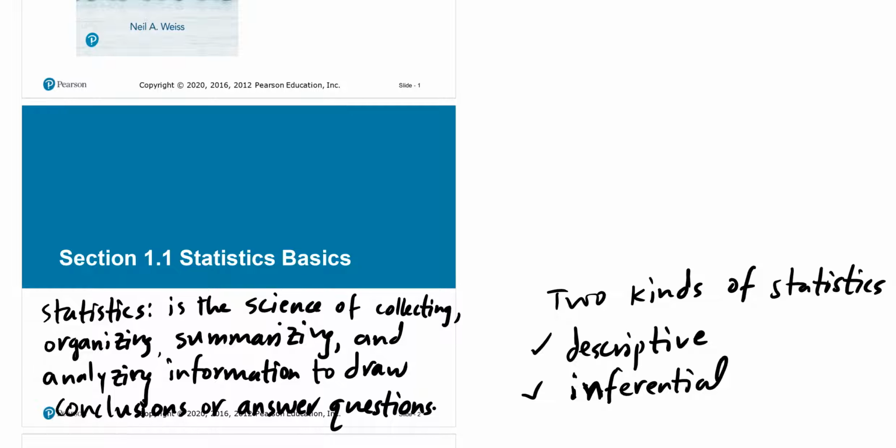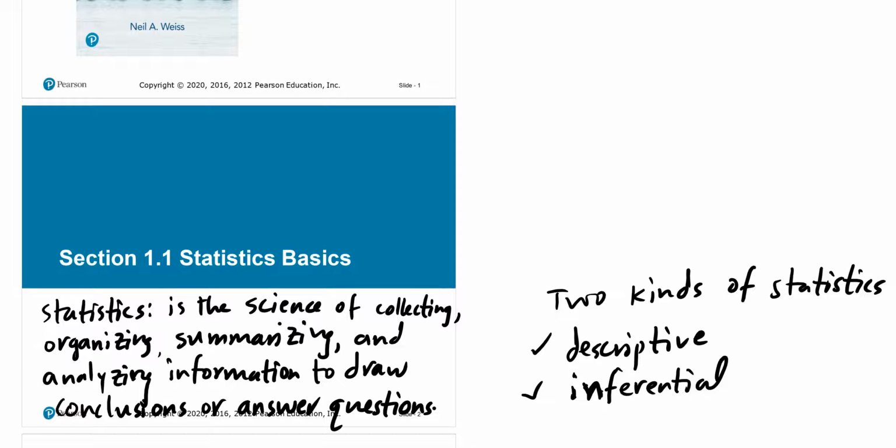Now, in statistics, there are two kinds of statistics we're going to be dealing with, one called descriptive and one called inferential. So what is descriptive statistics? Descriptive statistics is basically about organizing and summarizing data. You organize and summarize the data, and usually this is done using graphs most of the time. Some people use numbers, but most times graphs.